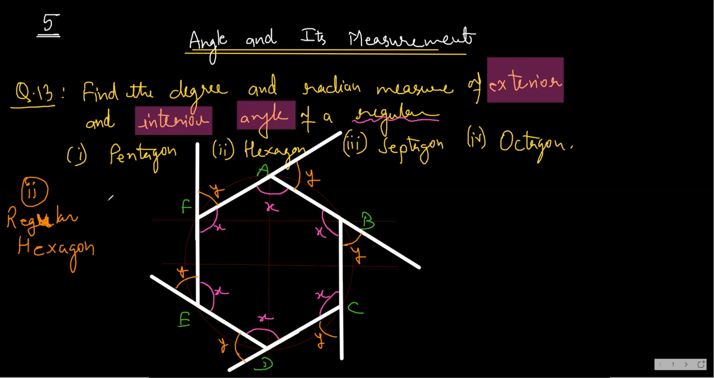If you are solving for a pentagon, then everything will be 5: you will have 5 interior angles, 5 exterior angles, and 5 equal sides. That's the only difference, nothing else. For a septagon it will be 7, and for an octagon it will be 8.